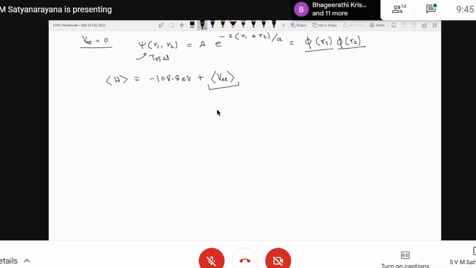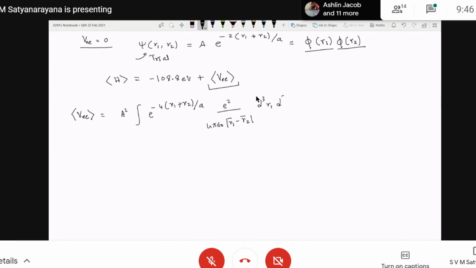So let's say I have the calculation of this V_EE, that is A squared into the integral of e to the minus, let's say 4 times (R1 plus R2) divided by a, because I have psi star and psi, into e squared by 4 pi epsilon naught into 1 by |R1 minus R2|, into, of course, d3R1, d3R2.